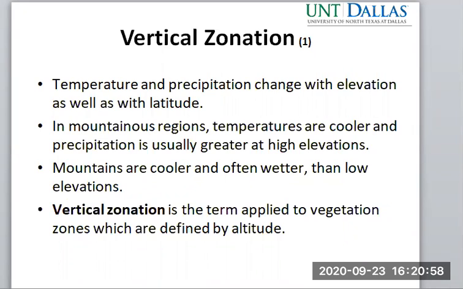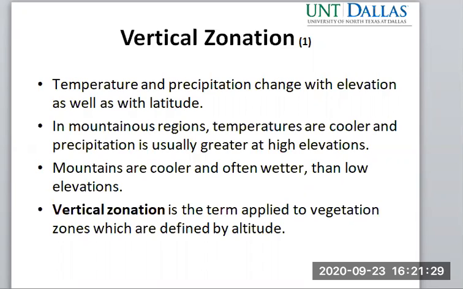We also have vertical zonation. That means temperature and precipitation change with elevation as well as with latitude. In mountainous regions, the temperatures are very cool and precipitation is usually greater at high elevations. So mountains are cooler and often wetter than low elevations. Vertical zonation is the term applied to vegetation zones that are defined by their altitude.